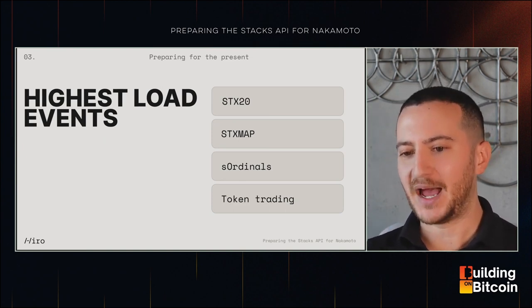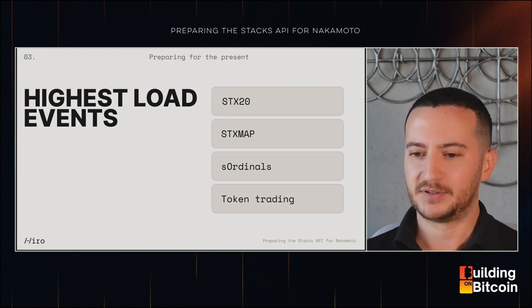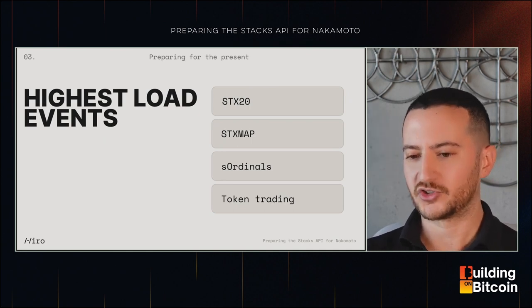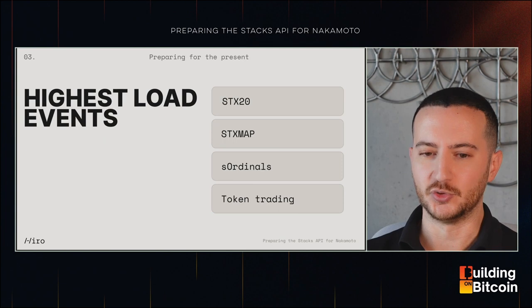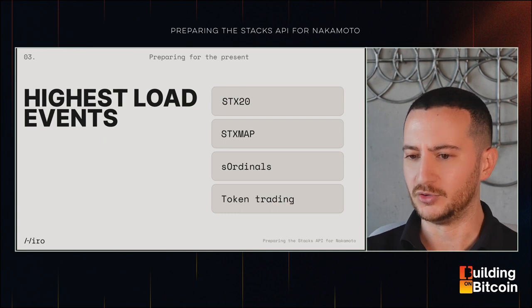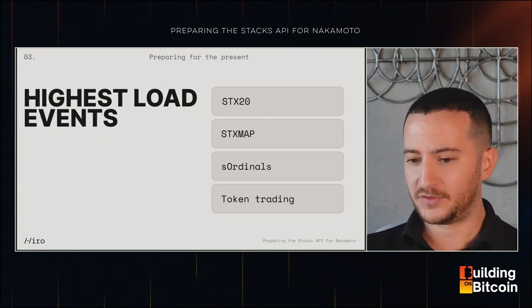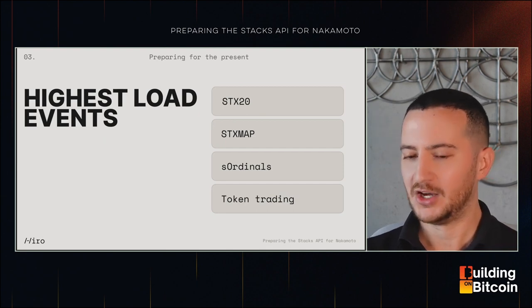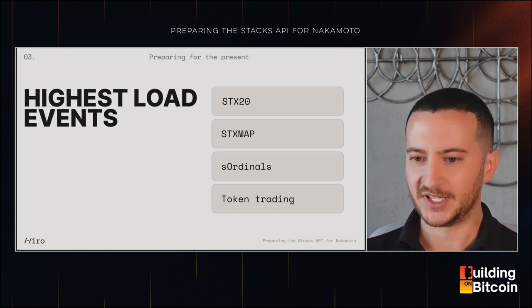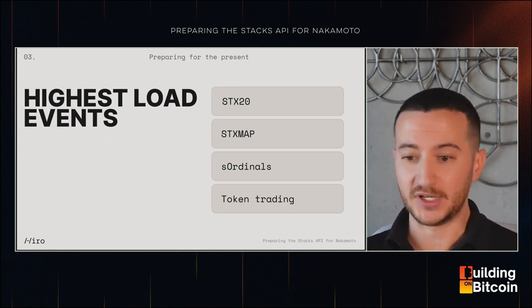We also saw STX Map, which is an effort to bring a bitmap from Bitcoin over ordinals to Stacks. We also saw Sortinals, which is another project that tries to peg in inscriptions on Bitcoin from there to the Stacks network via the use of smart contracts, storing data on chain. And then we also saw a lot of token trading, and this is true also today via applications such as Alex or liquid staking tokens like Stacking DAO. We also saw a lot of uptick in meme tokens like Welsh, like Leo. So, the activity on chain increased dramatically during this time.